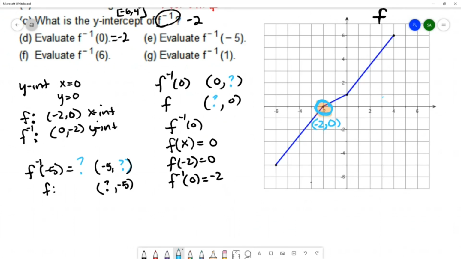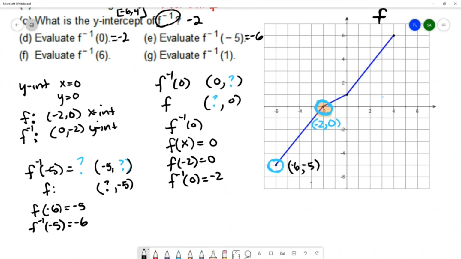So right here we have a y-coordinate of negative 5 and an x-coordinate of negative 6. So we know that f of negative 6 is equal to negative 5, and f inverse of negative 5 is negative 6. So the answer to this one would be negative 6.